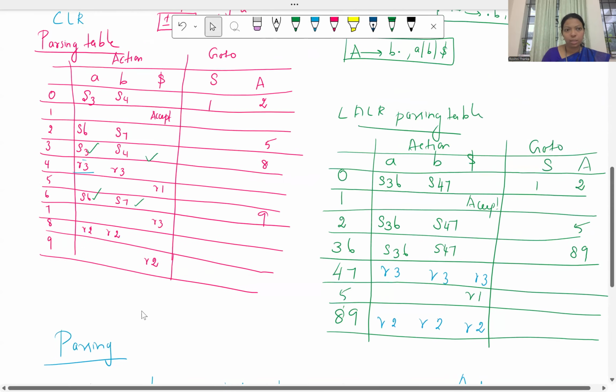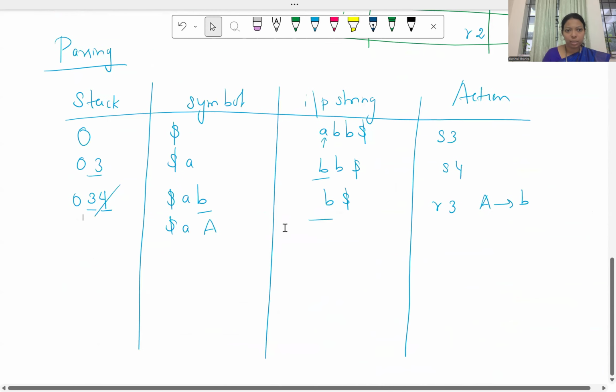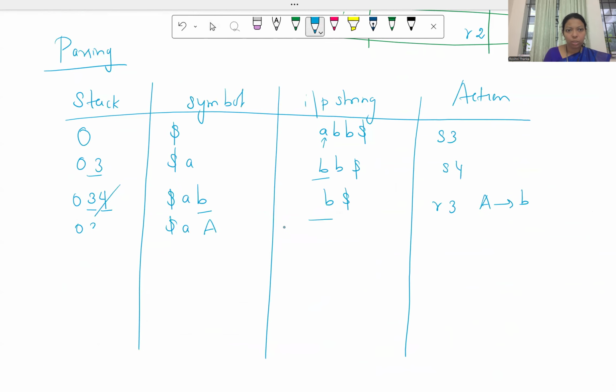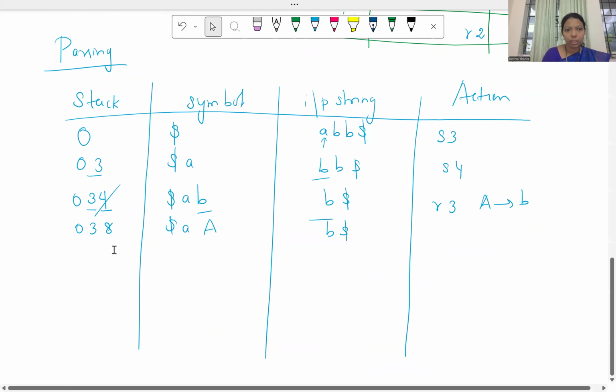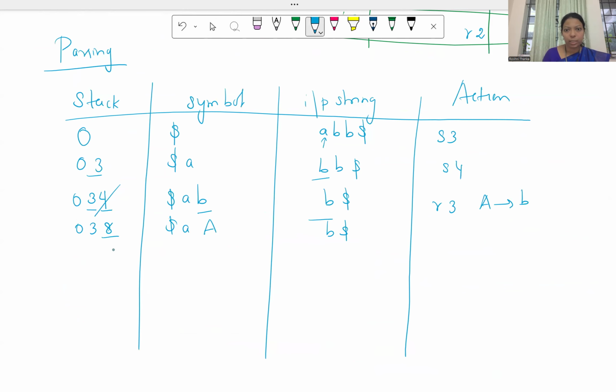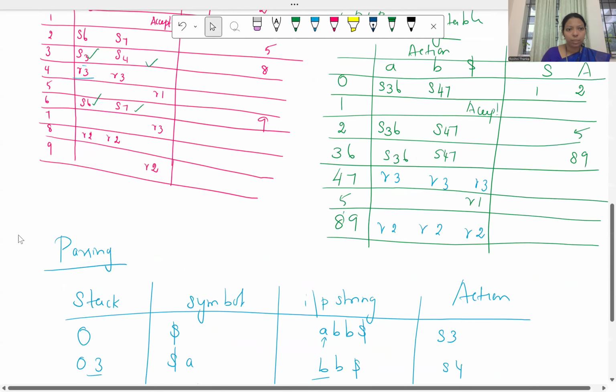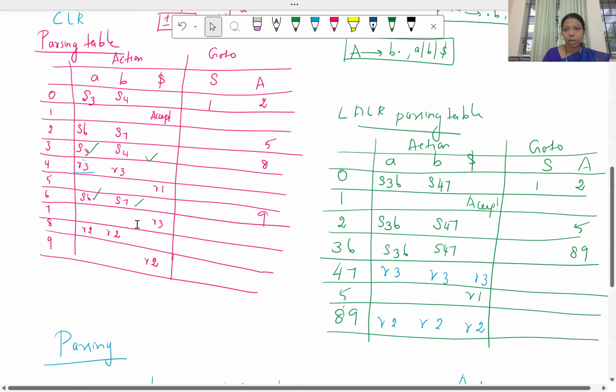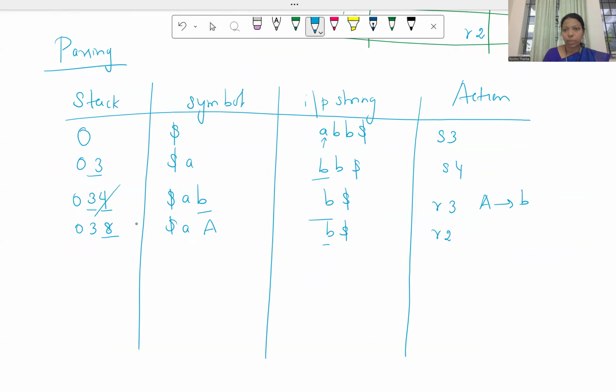Same thing as in SLR. So 3 on capital A is 8. So you have to write 0, 3, 8. And here it is b dollar itself. Now what is the next thing? Top of the stack we have 8, and here it is b. So 8 on small b is again R2. So what is the R2 production? A derives AA, right?